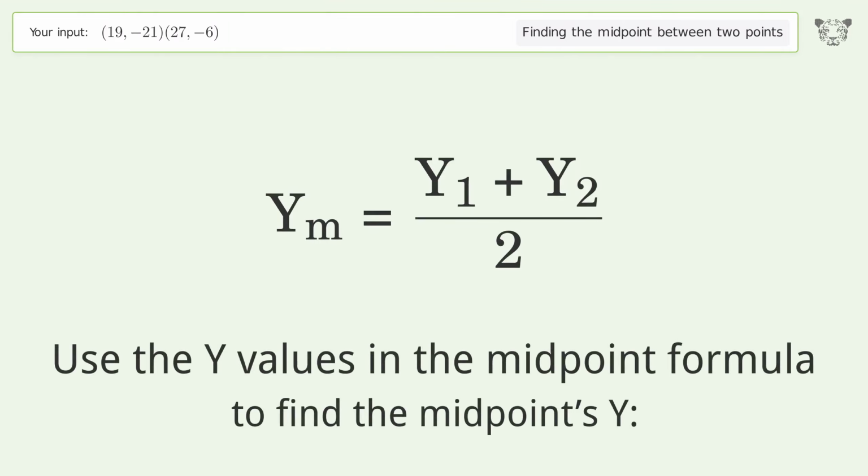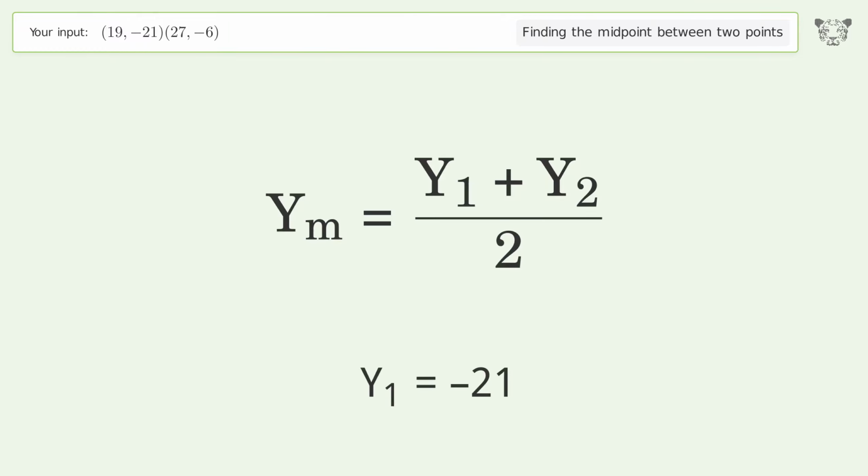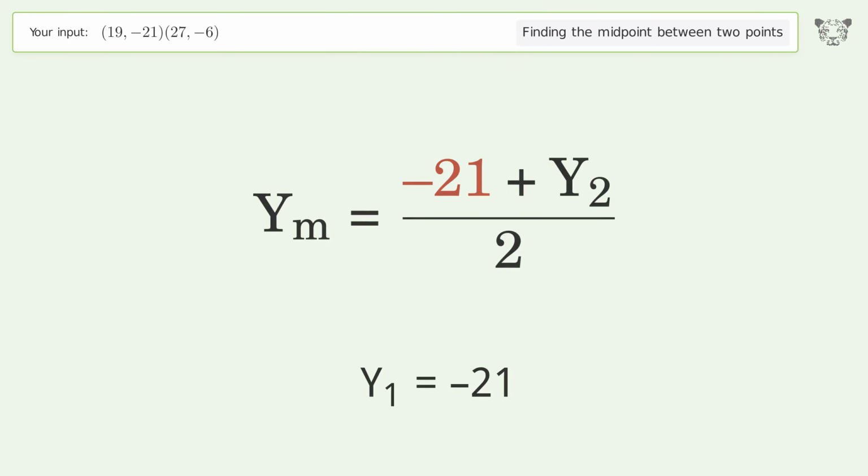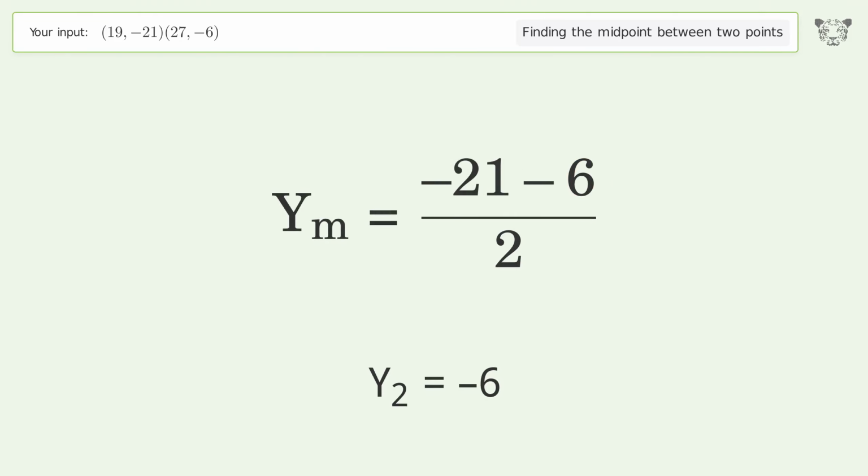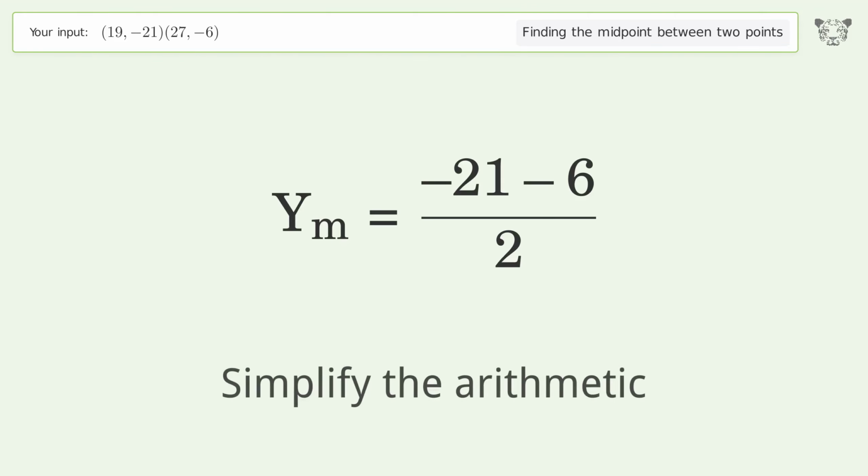Use the y values in the midpoint formula to find the midpoint's y. y1 equals negative 21. y2 equals negative 6. Simplify the arithmetic.